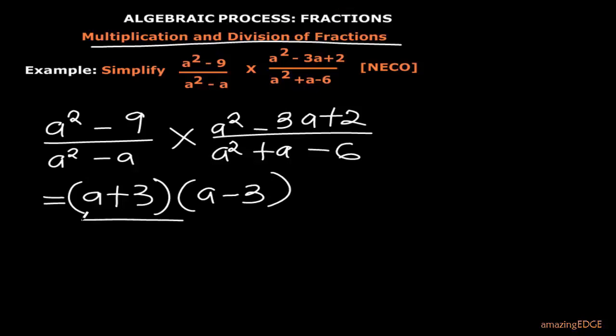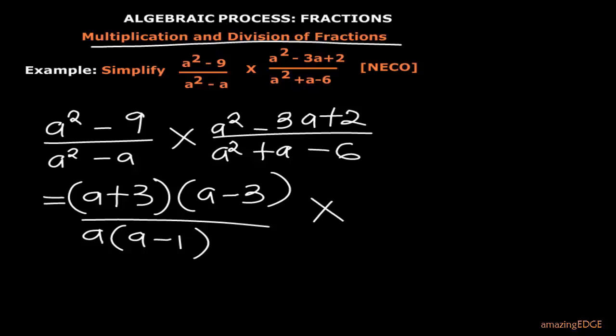Then at the denominator you have a squared minus a. So you see that a is common. So you can bring out the common factor a. Then you open up a bracket. So you have now a minus 1, which will be left inside the bracket. Then we move over to the second fraction. You still remember your multiplication sign.